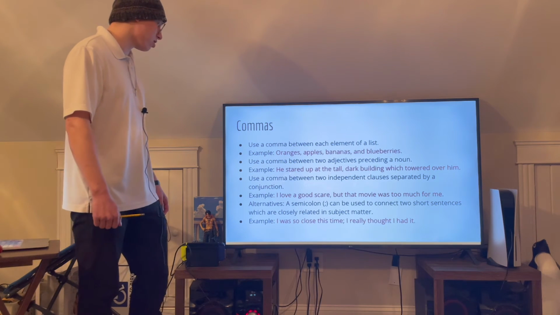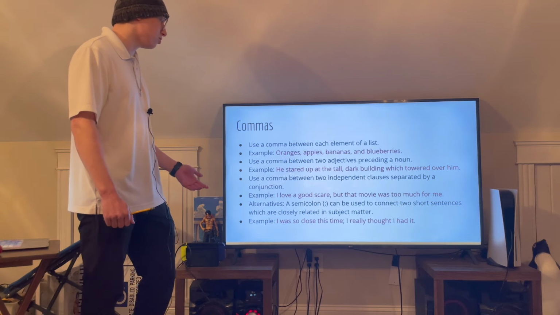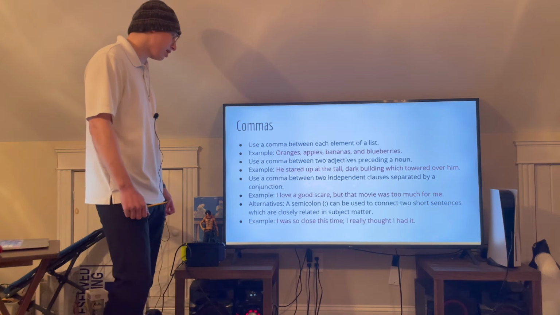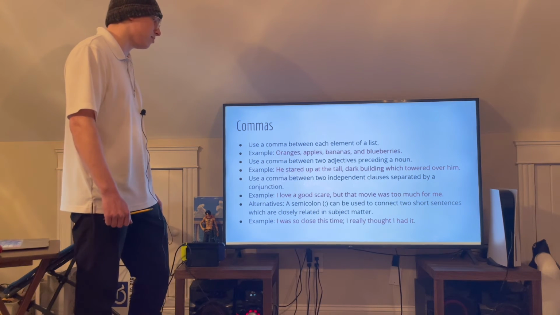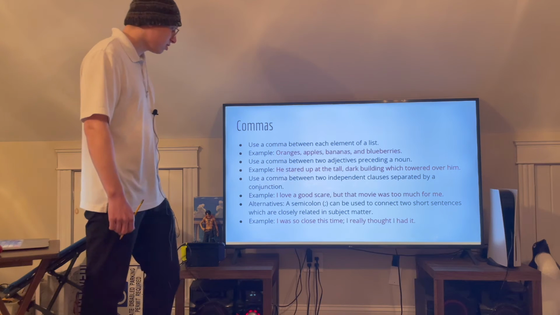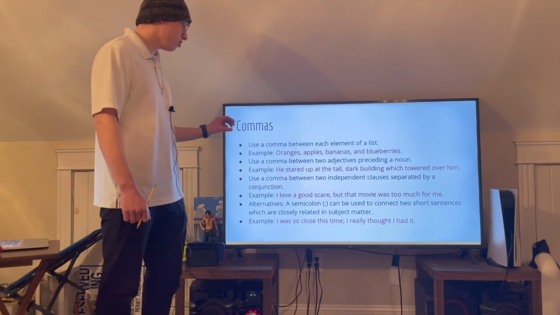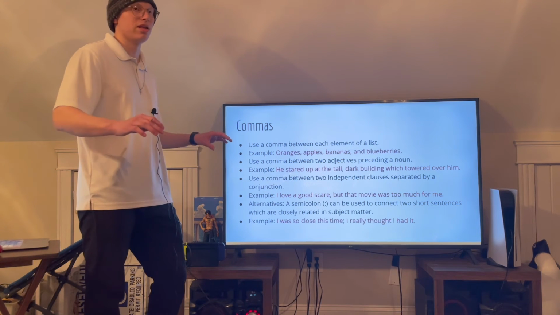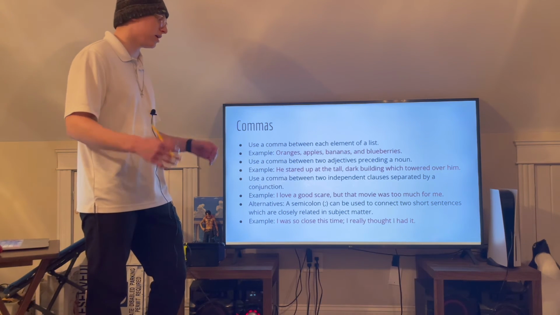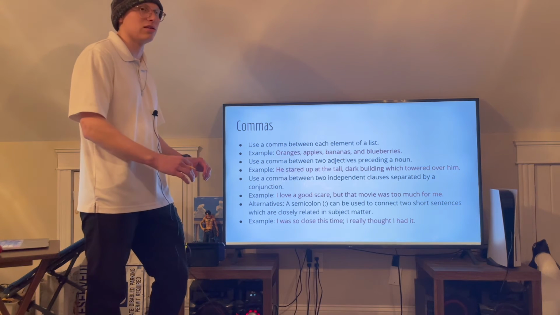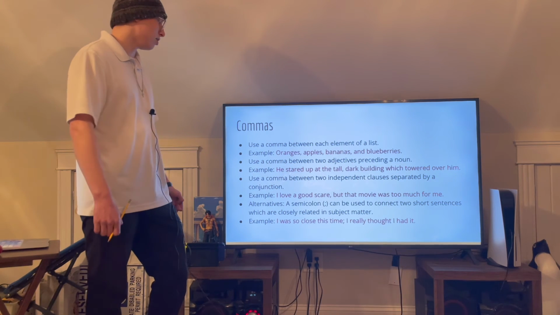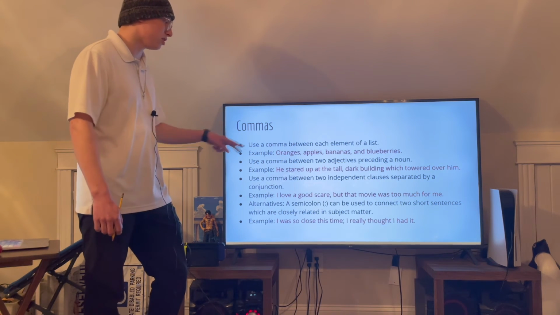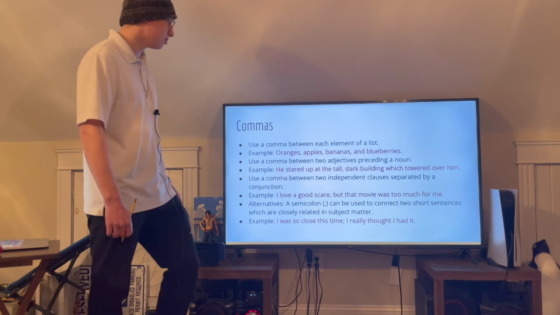So, alternatives to a comma. A semicolon can be used to connect two short sentences which are closely related in subject matter. Example, I was so close this time; I really thought I had it. Essentially, when you're using a semicolon, you could also be using a period to end the sentence, but if you want to portray strongly enough that the sentences are connected to each other in subject matter, you can use a semicolon instead. It switches things up a little bit, and it shows that the two sentences are directly related.